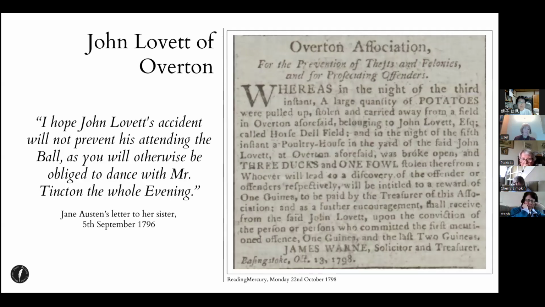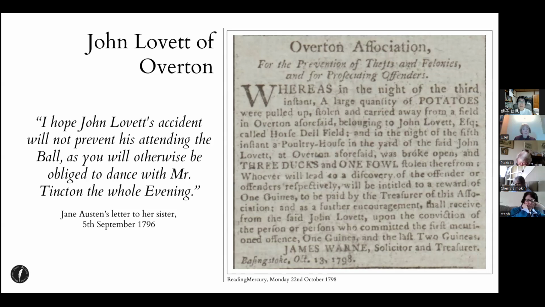Listed as one of the principal inhabitants of Overton in the Universal British Trade Directory is John Lovett, Esquire. Jane is very familiar with John Lovett. He attends the same social events as the Austens, and Jane even thinks he's a suitable dancing partner for her sister at a ball.